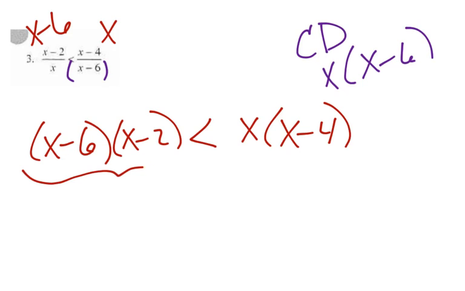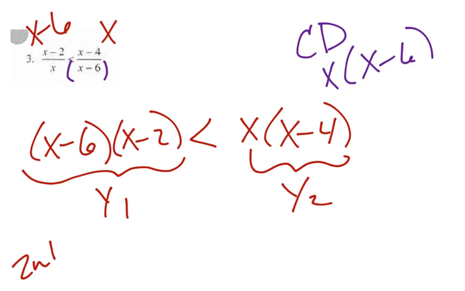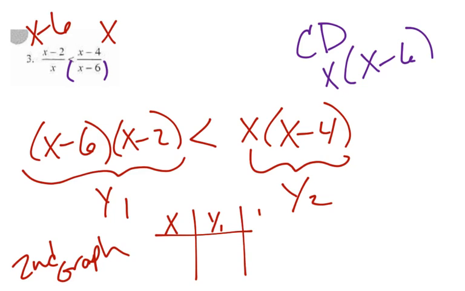Still going to put it into y1 and y2. So go to y equals, clear everything out, and you're going to do open x minus 6 close, open x minus 2 close. At y2, you're going to do x open x minus 4. On this one, let's look at the table, okay? So you're going to do second graph, and you're going to look at your table. And you're going to have an x and a y1 and a y2.